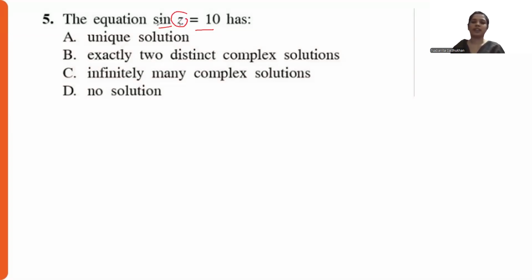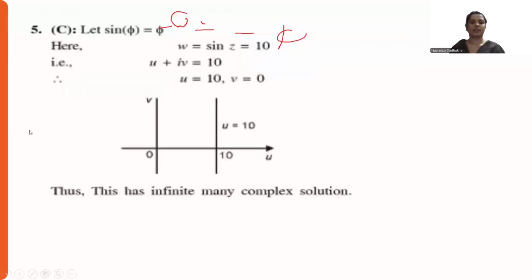So when we are defining sine of a complex number, we know that the range is going to be our whole complex plane. So we are going to get a z on which the sine is going to take the value 10, right? Okay, let's see.